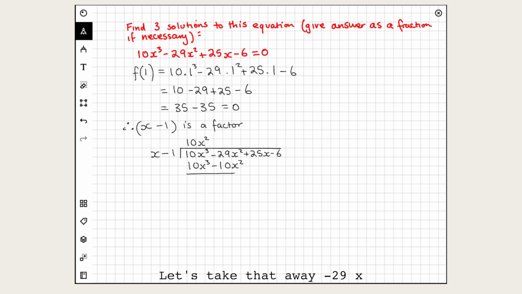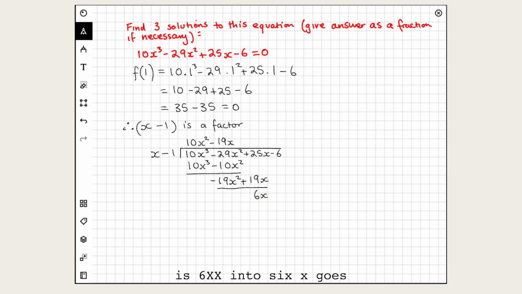Let's take that away. Minus 29x squared minus 10x squared changes that to a plus, so we would end up with minus 19x squared. x into minus 19x squared equals minus 19x. x times minus 19x equals minus 19x squared. Minus 1 times minus 19x equals plus 19x. Take that away, and 25x take away 19x is 6x.